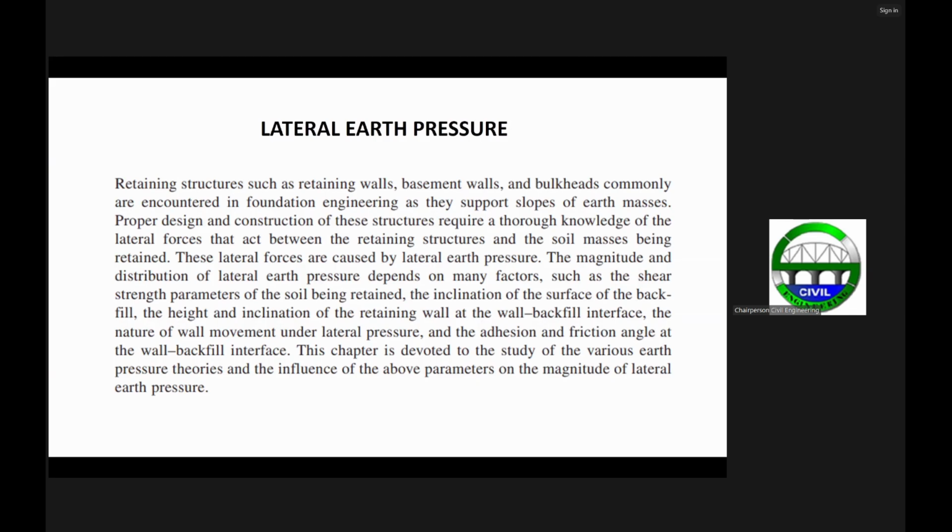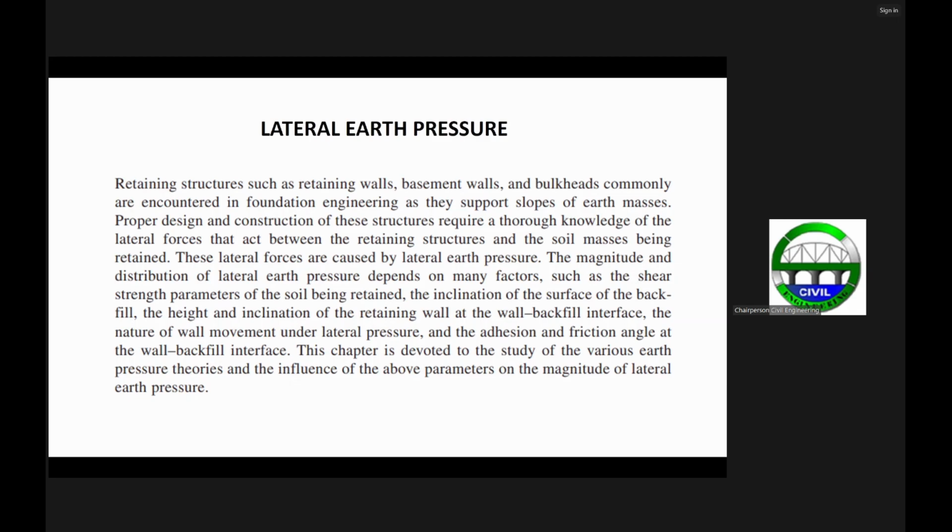Normally retaining walls can be used to support backfill materials. The earth pressure forces can also be used to design basement walls, for example in high-rise buildings where you have basement one, basement two, like this basement parking. So it has walls, and you can also use this concept.